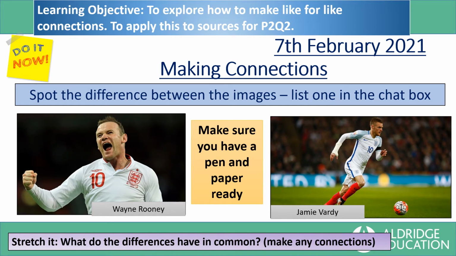So your do-it-now activity is to look at the two images in front of you, one of Wayne Rooney and the other of Jamie Vardy. What I want you to do is spot the differences between the two images. Obviously both images are of professional football players, but the images are different. For example, the Wayne Rooney one is a mid shot with a black background, and the Jamie Vardy is a full body action shot with a coloured background. So make a list of the differences now and pause the video to do that.